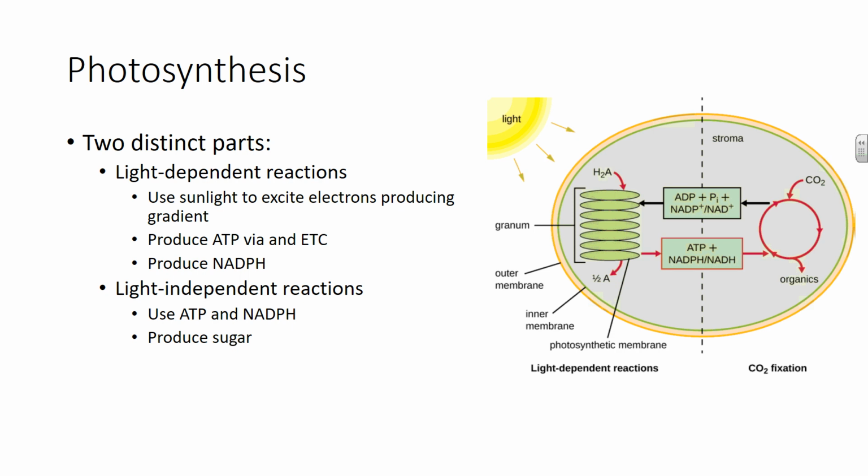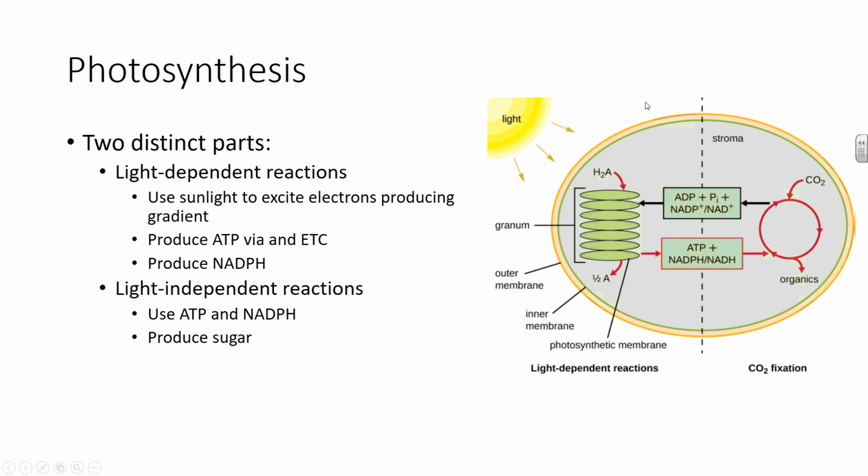So now let's look at what would happen with our photosynthetic microbes. With photosynthesis, there are two distinct parts we need to look at: the light-dependent reactions and the light-independent reactions. With the light-dependent reactions, sunlight is used to help us produce ATP and NADPH. With the light-independent reactions, we'll use the ATP and NADPH from our first set of reactions to produce sugar.